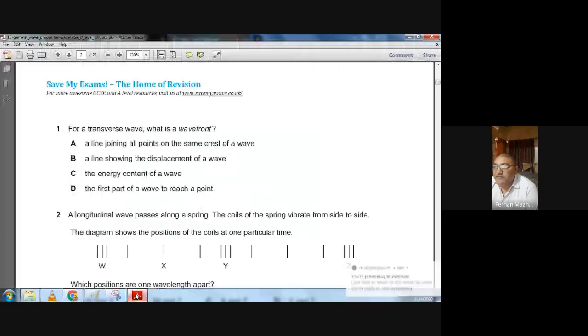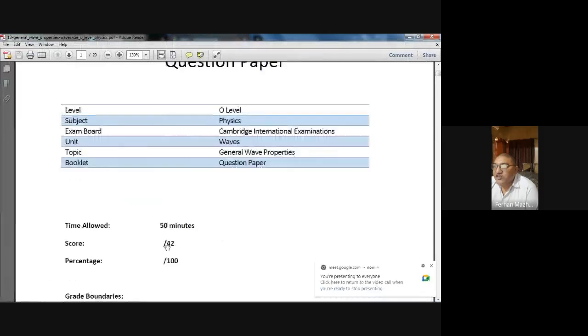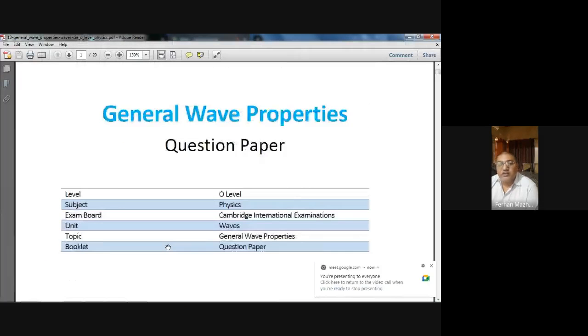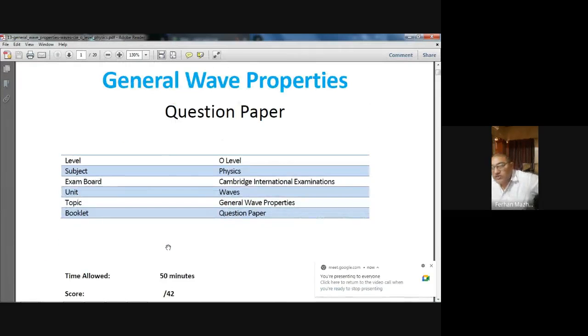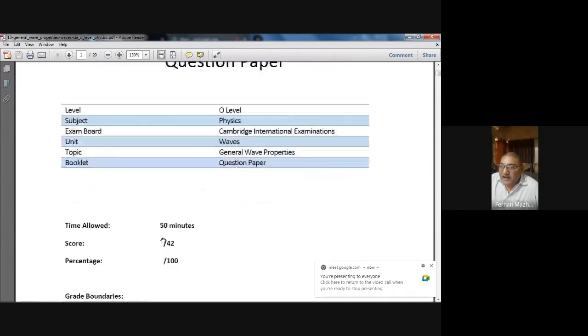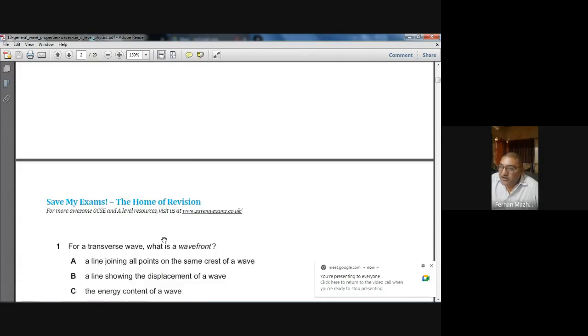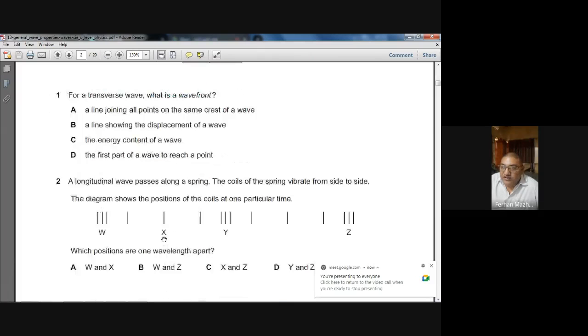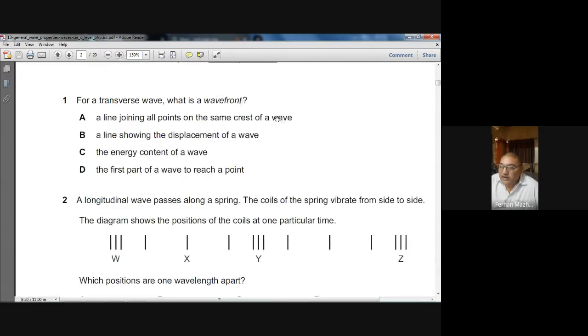Physics 5054. Today's task is to do an MCQs worksheet on the topic of general wave properties. We are done with the chapter of waves in our class. Most of the chapter is done. Only one or two lectures are required. So let's do this worksheet, and it will make your concepts more clear.